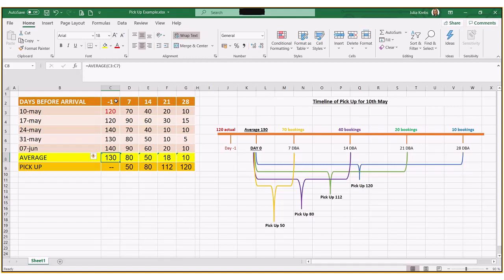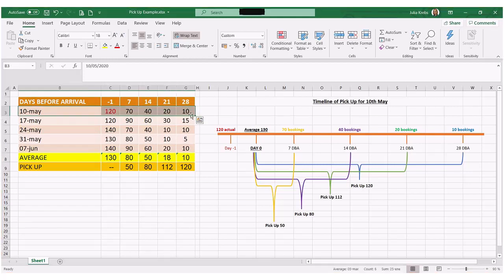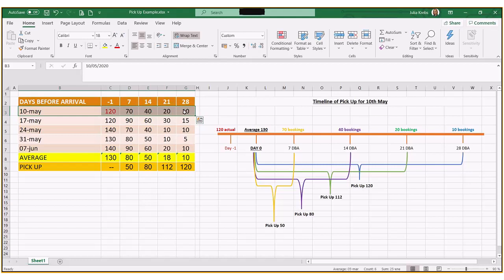To give you a more concrete example for the 10th of May only, we know that 28 days before arrival we have already 10 bookings. That's also reflected in this graph over here. So I drew you a little timeline of the pickup. 21 days before arrival, we already have 20 bookings. As we move along with the graph, we have obviously more bookings on hand, 10 to be exact is the difference. As we come to 14 days before arrival, we have 40. So we picked up another 20 bookings. And then 7 days before arrival, we have 70 bookings already booked.